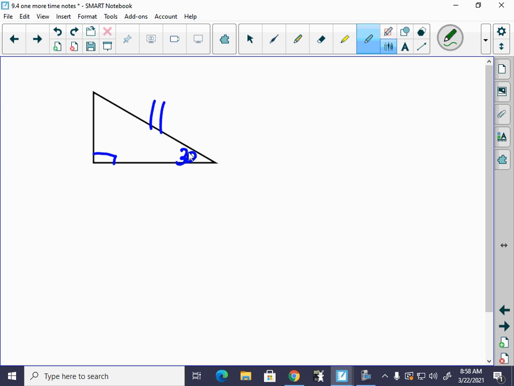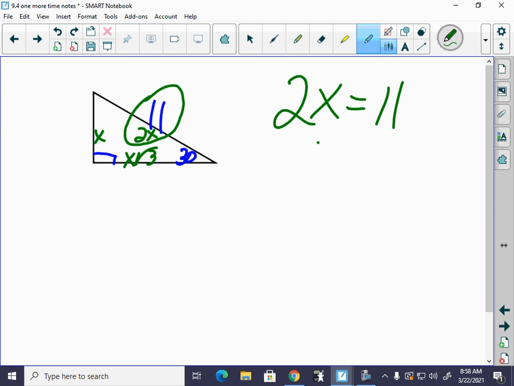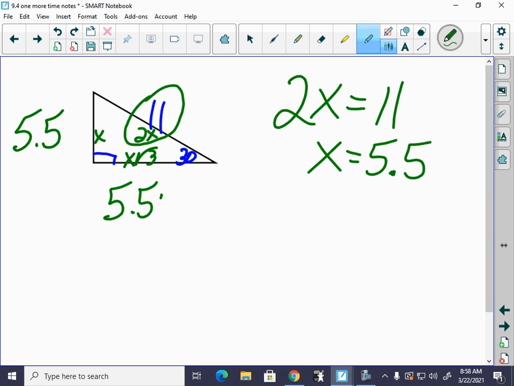Across from 30 is x. Across from 90 is 2x. This is the weird one. Circle. 2 x's equal 11. 1x equals 5.5. Oh, well, that goes here. And then this is done. I mean, really, come on. It took me what, 10 seconds? Yeah, this is the end.